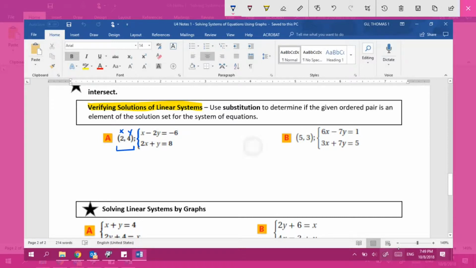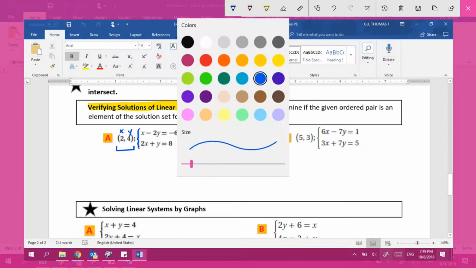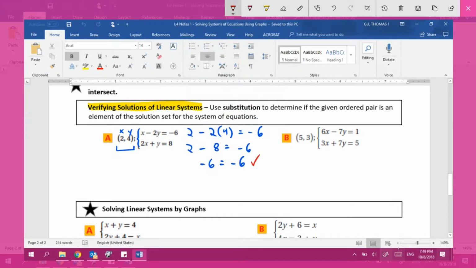Watch this. The first one, x minus 2y equals negative 6. X is 2, minus 2 times y, and y is 4, equals negative 6. Now 2 minus 2 times 4 is 8, equals negative 6. 2 minus 8 is negative 6. And does negative 6 equal negative 6? Yes, it does. So that one is true.